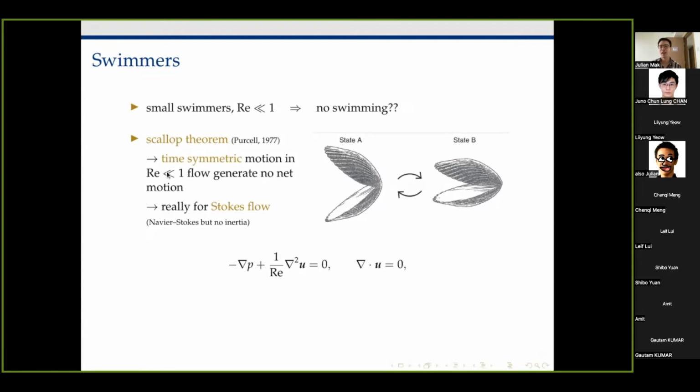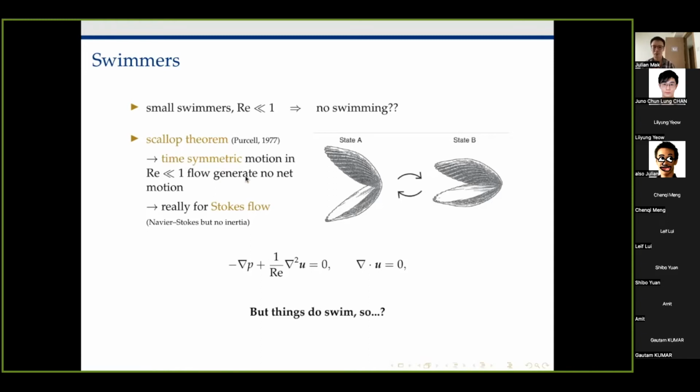So you can formalize this properly. Technically it's for Stokes flow, where you throw away the d/dt term and the inertia term. In the Stokes flow case, time symmetric motion with only a single degree of freedom gives you no net motion. So a scallop can't propel in this kind of regime, right? But obviously things do swim.